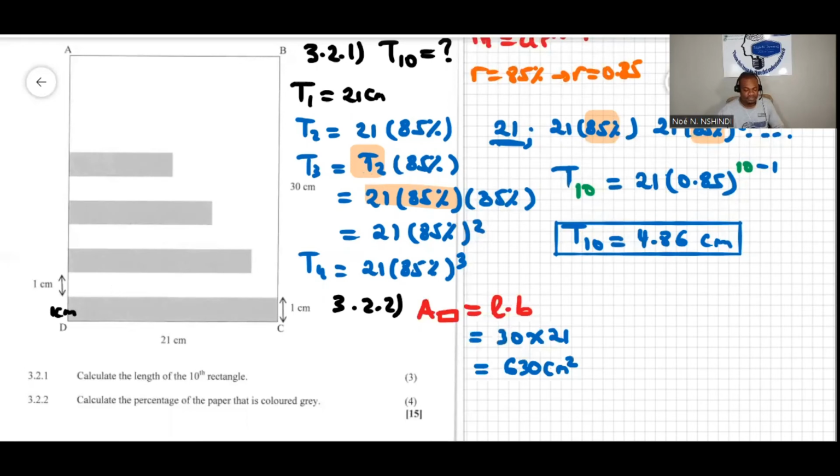So we're going to find area 1, plus area 2, plus area 3, plus area 4, and so on until we find the last rectangle colored gray. Now, how can we get that last rectangle? We don't know how many rectangles there are, but we need to find how many, because there is a 1 centimeter gap between the rectangles. So from here to there is 2 centimeters.